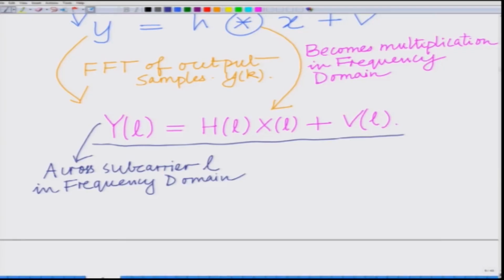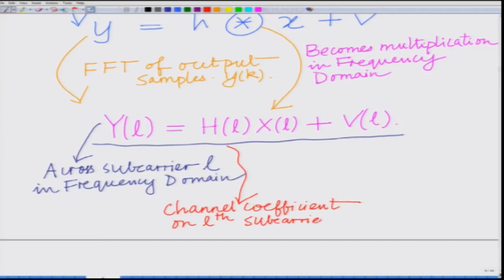Therefore, the FFT of the samples is nothing but the symbols loaded on the subcarriers. Therefore, the output Y_l on the l-th subcarrier is the channel coefficient H_l times capital X_l, which is the symbol loaded on the l-th subcarrier, plus the noise V_l on the l-th subcarrier, that is given by the l-th FFT point of the time domain noise samples. Okay. So, this is the channel coefficient on the l-th subcarrier, and this is the symbol loaded onto the l-th subcarrier.